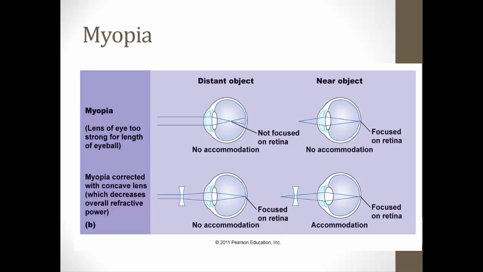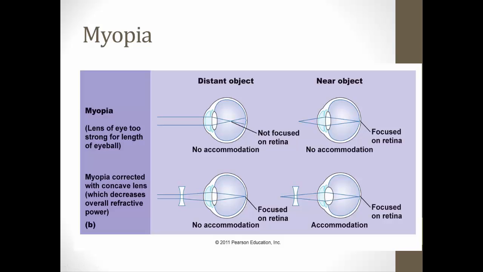Now, what do we do to fix myopic vision? Well, we give the person concave shaped lenses. So from a distance, the light comes in parallel, but the glasses diverge the light out, making it spread out. So now, without any accommodation, without the ciliary muscles contracting, the lens is just the right thinness to focus the light on the retina.